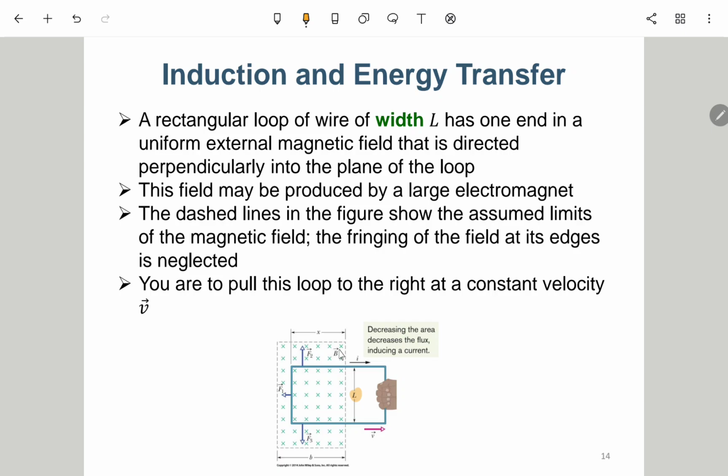So it says there is a source producing a B field pointing into the page. The dashed line in the figure shows the assumed limits of the B field. The fringing of the field edges is neglected. The field exists only inside, and outside we ignore it. You are to pull this loop to the right at a constant velocity. So part of the loop is in the B field, one wire inside and one wire outside, and you try to pull it out.